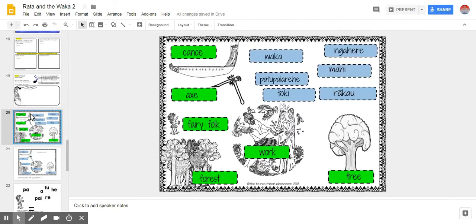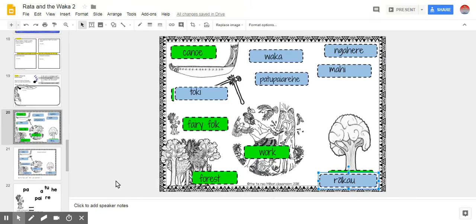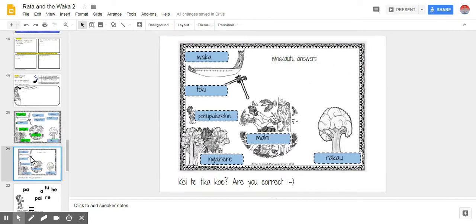Another great activity is this one, where these Māori words are in the story, and they can be matched with their English words. So we've got tuki, axe, rākau, tree. The ākonga can refer back to the story, or they can read the story again, and when they've completed those, the answers are on the next slide.